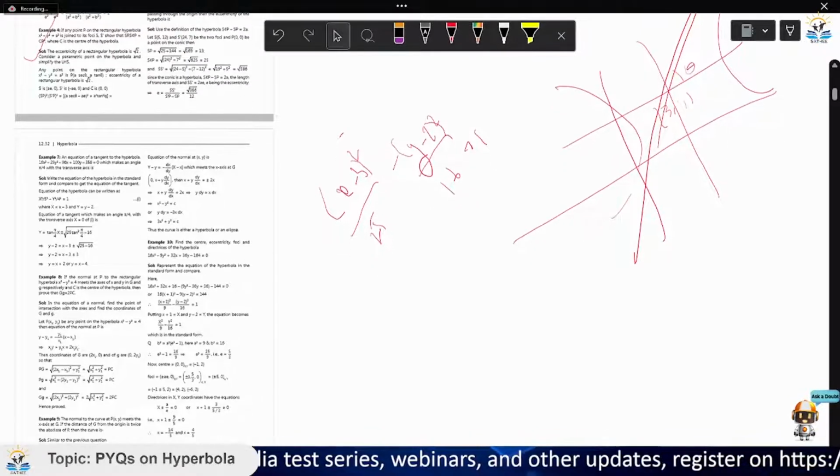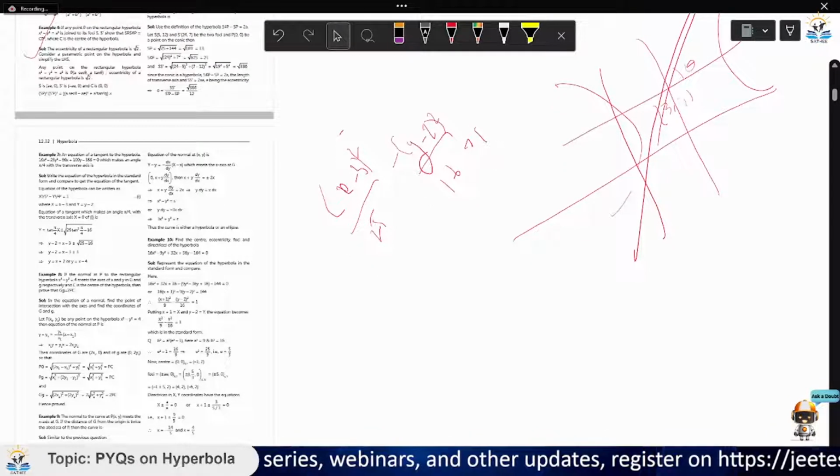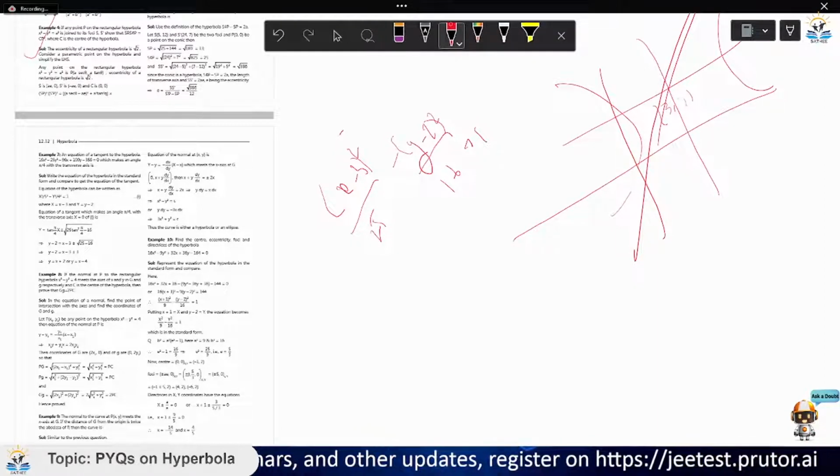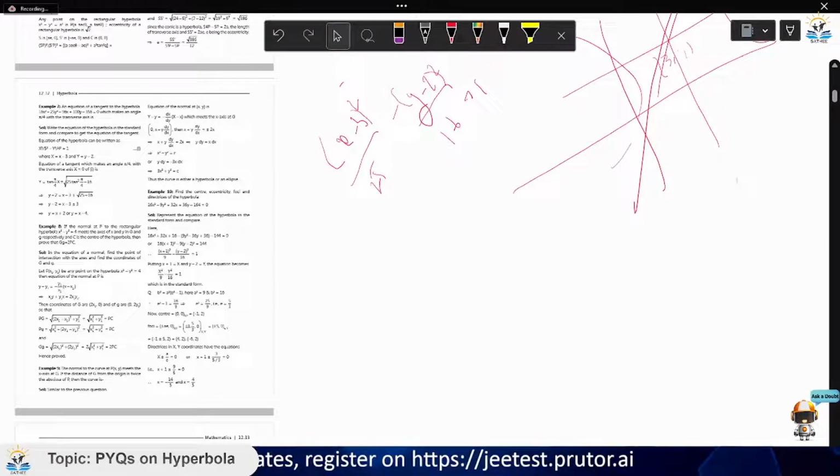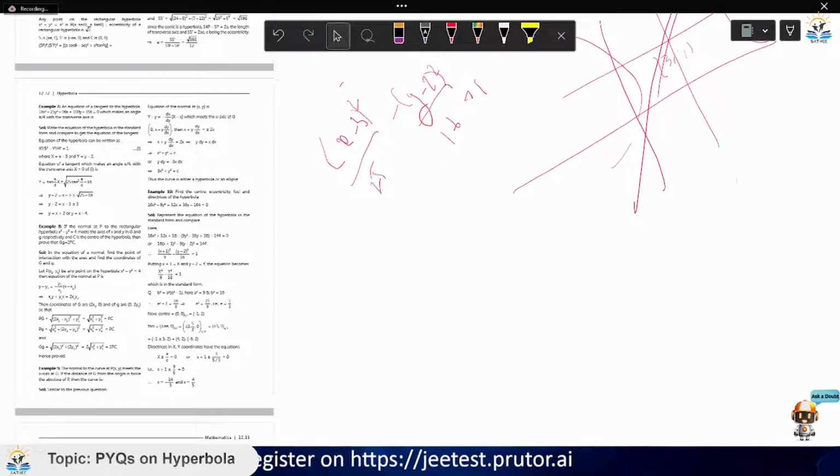This is the tangent, and it has an angle of pi by 4 basically. So it's making a pi by 4 angle with the transverse axis. It would make a pi by 4 with the horizontal axis and the y-axis as well. So we know the slope is 1. So it's very easy to find out. Let us see.